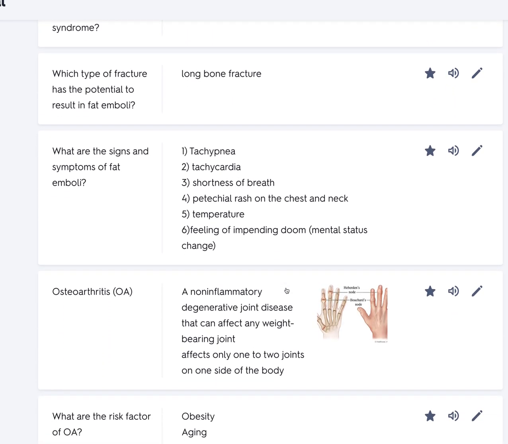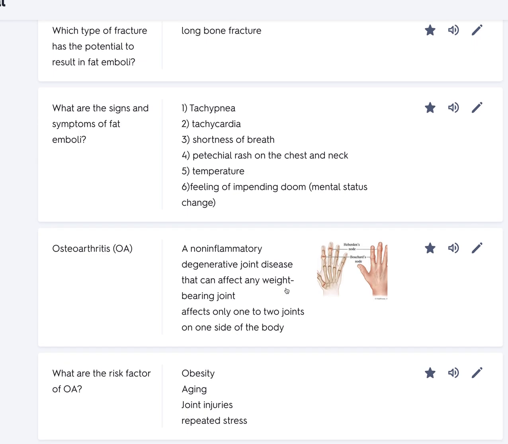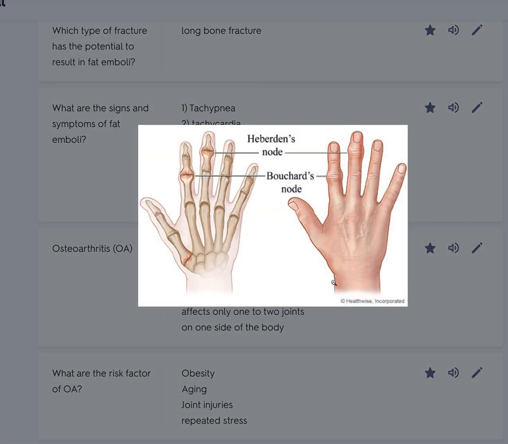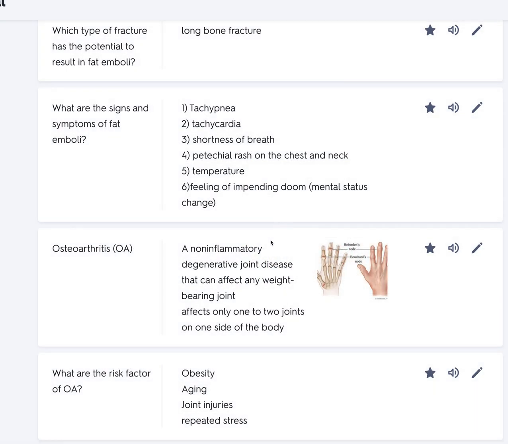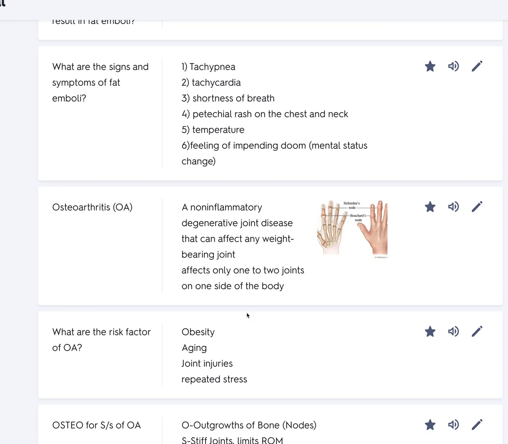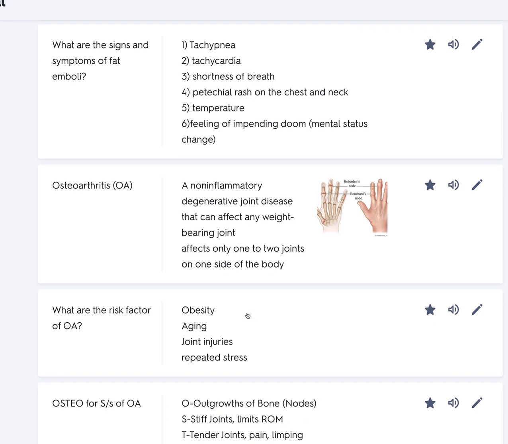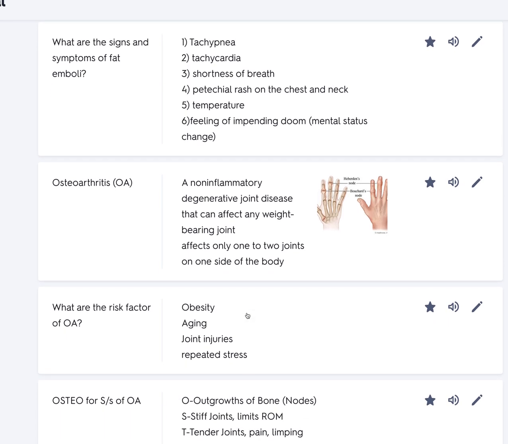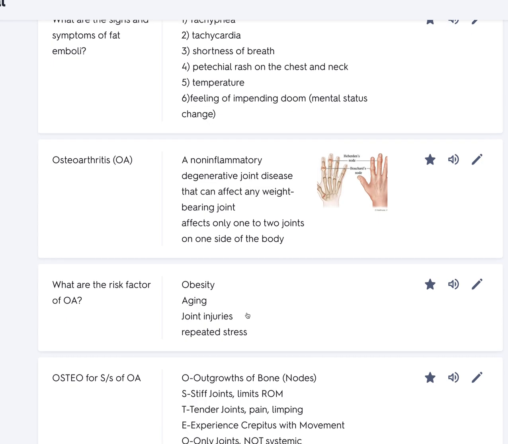All right, osteoarthritis is a non-inflammatory degenerative joint disease that can affect weight-bearing joints. It's not symmetrical like rheumatoid arthritis, and it affects only one to two joints on one side of the body. And this is what their hands look like, okay? A little bit different. Remember, with rheumatoid arthritis, they had that swan neck deformity on their hands. So the risk factors are being overweight, aging, having had previous joint injuries, and repeated stress.